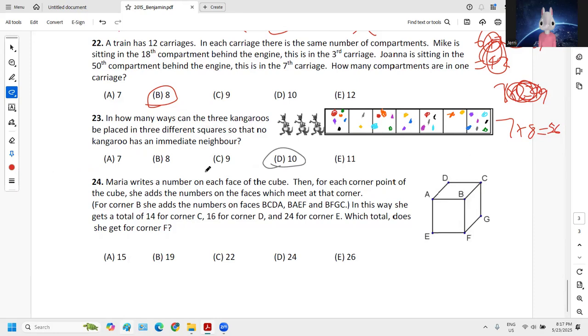Question number 24. Maria writes a number on each face of the cube. Then for each corner point of the cube, she adds the numbers on the faces which meet at the corner. For corner B, she adds the numbers on faces B, C, D, and A, B, A, E, and F, and B, F, G, and Z. And this way, she gets a total of 14 for corner C, 16 for corner D, and 24 for corner E. Which total does she get for corner F?